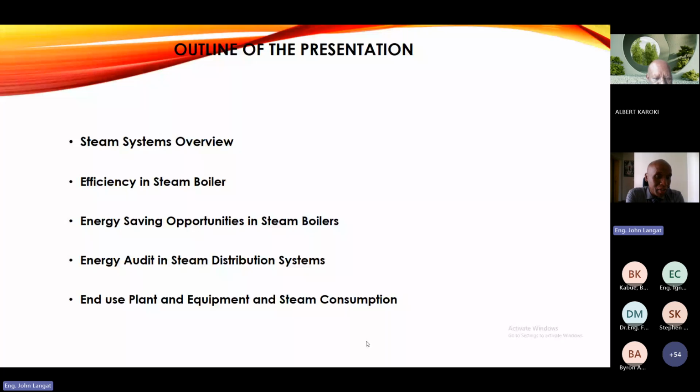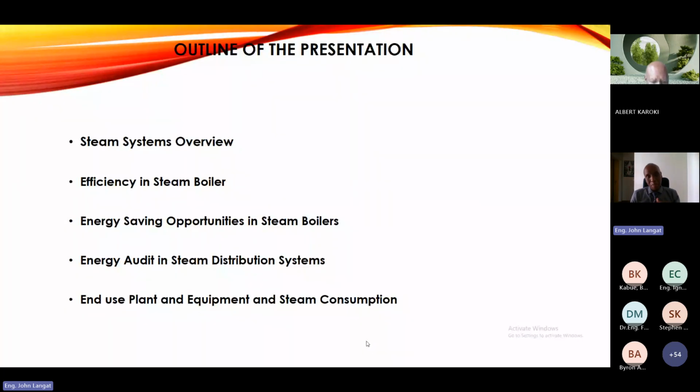So I've structured this presentation into 5 sections. That is steam systems overview, then efficiency in steam boilers. Then we go to energy saving opportunities in steam boilers. We'll mention what we'll discuss in each of the segments. Then energy audit in steam distribution systems, then end-use equipment and steam consumption.